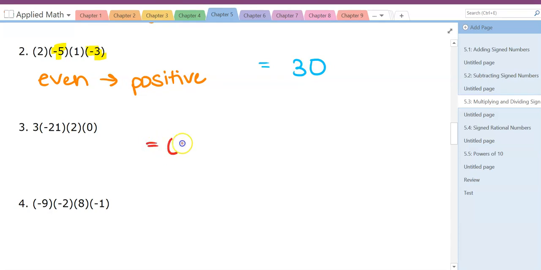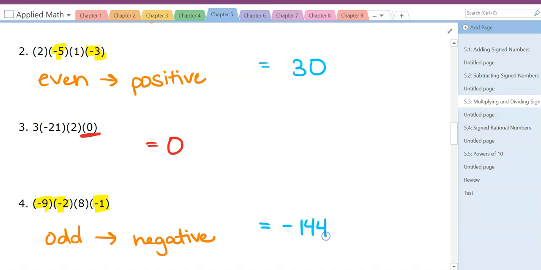0. Anytime you see a 0 in the problem, it's automatically 0. You don't even have to think about if it's positive or negative for this. Okay, for number 4, you've got negative 9, negative 2, negative 1. That's an odd amount. That means that your final answer should be negative. And what did you guys get? Good, negative 144.